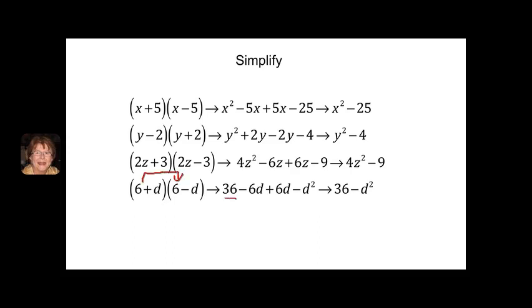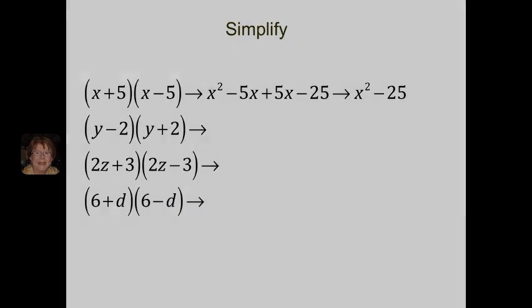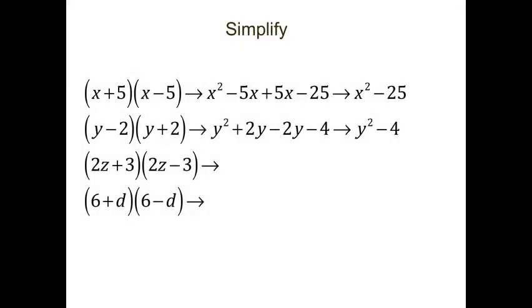And the last example, 6 times 6, our first terms, 36. Our outside terms and our inside terms, -6d plus 6d, that eliminate. Our last terms, -d squared. 36 minus d squared. Do you notice anything? Are there any patterns?